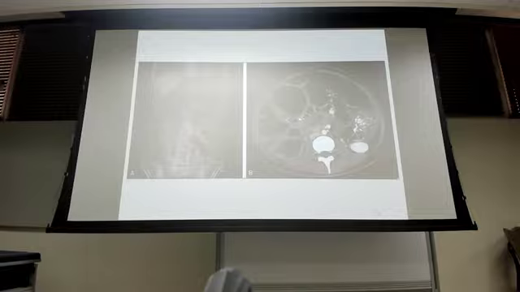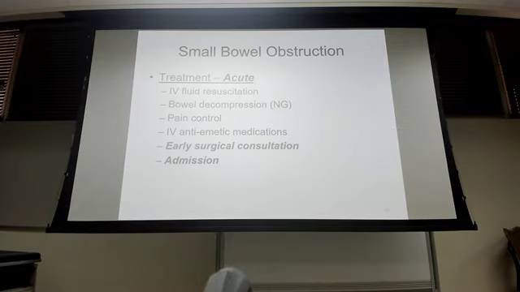There's the CT and another X-ray showing the air fluid levels, and then the CT, they're going to use that with contrast to go in and identify exactly where in the small gut we're having the obstruction, and then correct it, a lot of times surgically.